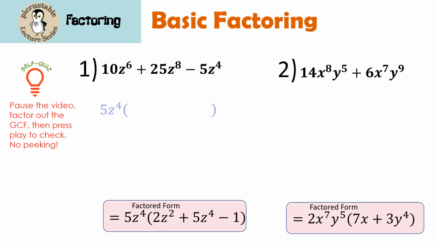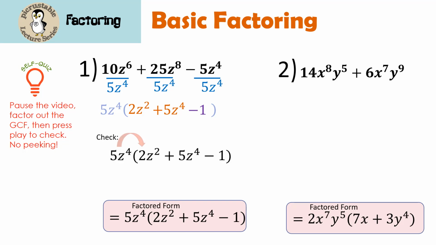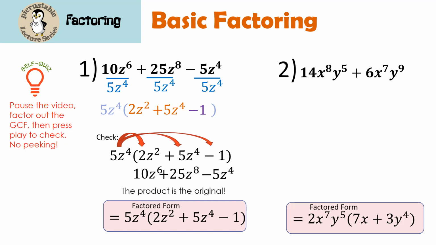5z to the fourth is my greatest common factor. I'm going to divide that out of each term, and we end up with 5z to the fourth times 2z squared plus 5z to the fourth minus 1. When we check it, we use the distributive property. And guess what? We're right. Of course we're right. Let's look at the next one.